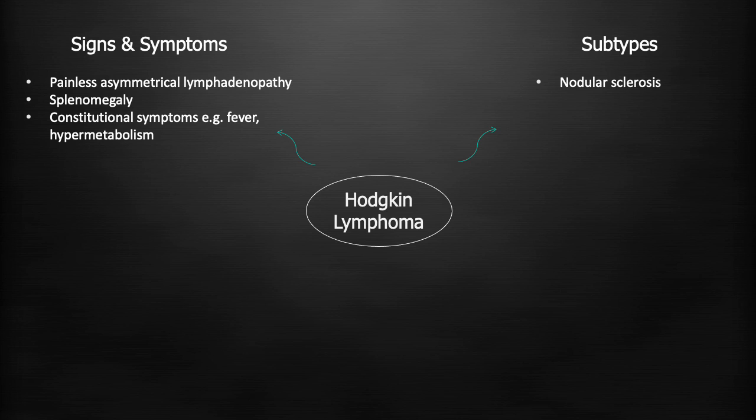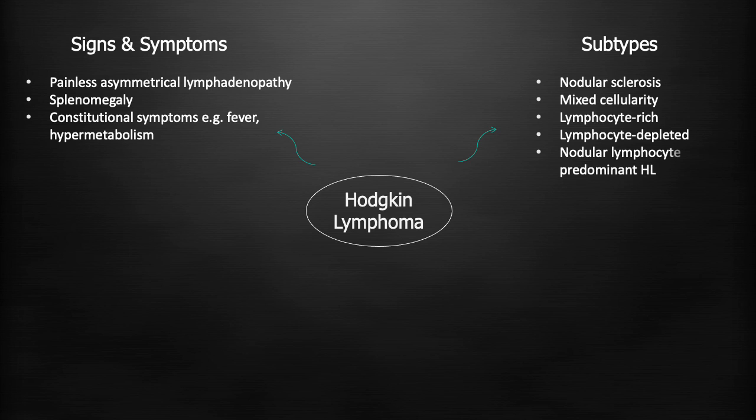There are two main subtypes of Hodgkin lymphoma, which are the classical Hodgkin lymphoma, including the nodular sclerosis, mixed cellularity, lymphocyte rich, and lymphocyte depleted Hodgkin lymphoma. And then we have the nodular lymphocyte predominant Hodgkin lymphoma.